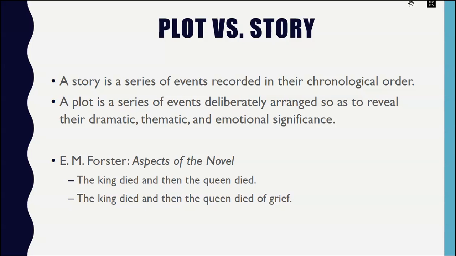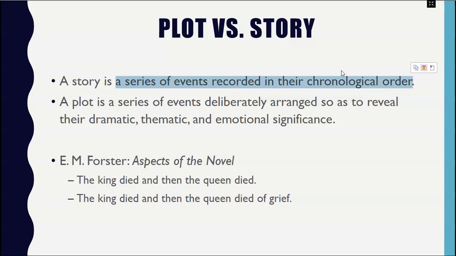Our discussion here is based on a very famous book by the famous novelist and critic E.M. Forster called Aspects of the Novel. Now, in Aspects of the Novel, E.M. Forster talks about the difference between story and plot. According to Forster and many other literary critics, a story is a series of events recorded in their chronological order.